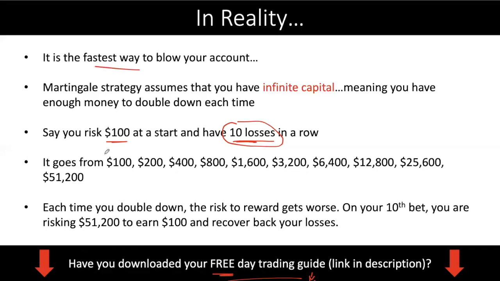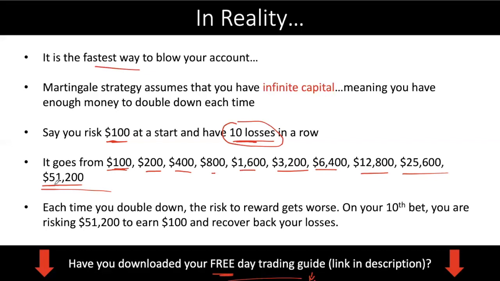So back to this example. Let's say you start with $100 and you risk $100. Let's say you are wrong. You bet $200. Let's say you're wrong. You bet $400. You're wrong. 800, 1,600, 3,200, 6,400, 12,800, 25,600, and 51,200. So you can see that your losses really compound very fast. Of just betting of $100, if you do 10 trades, on your last trade you need to bet $51,000 just to recoup your $100 of losses. So it just doesn't make sense.